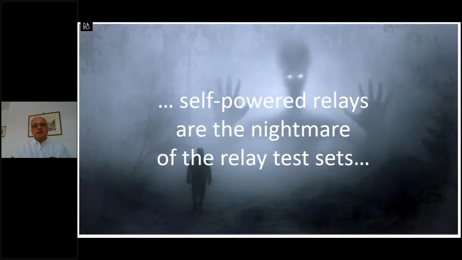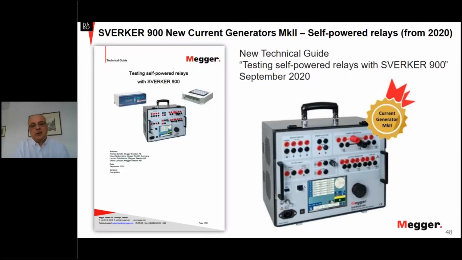But they are the nightmare of the relay test sets, because I give you the load current, I give you the fault current, and to this current I must give you the energy to power up the relay. So you can understand they are tricky. And we have Sverker 900 with the new current generators, Mark II, that are being designed to manage the testing of self-powered relays.